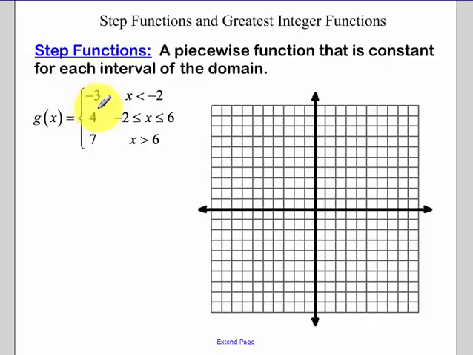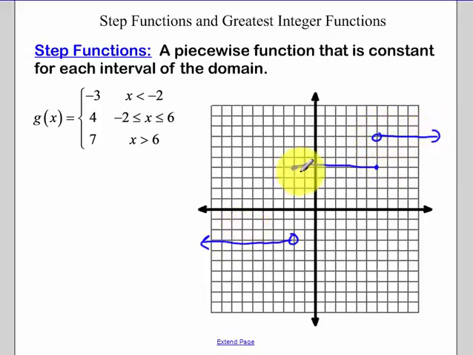So we're at y equals -3 for x is less than -2. So I go to that point right there, open circle, all the way to the left. And then I'm at +4 from -2 all the way over to 6. And then I'm at 7, there's a 4, 5, 6, 7, for x is greater than 6.